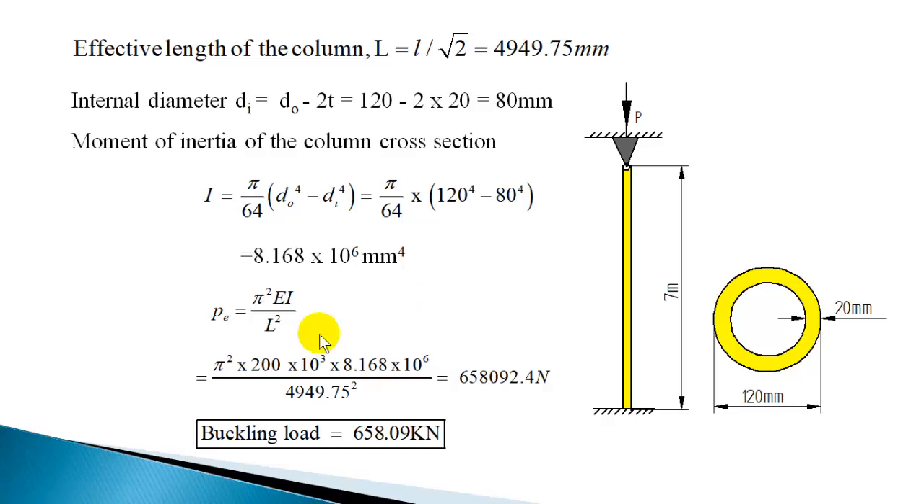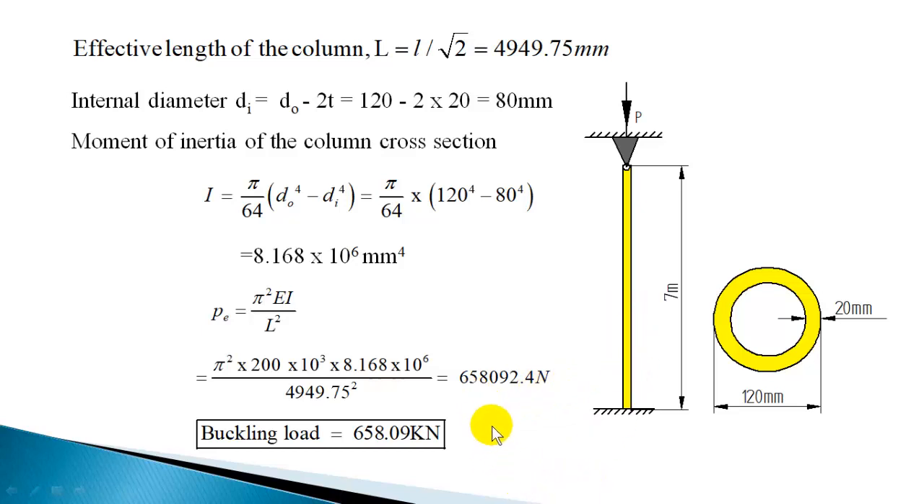Now you can apply the Euler's buckling load general formula which we have obtained, pi square EI by L square, where L is based on the end condition you have to replace. So the effective length which we have calculated has to be substituted for the given end conditions. Now E is 200 kilonewton per mm square, so we have converted into Newton per mm square. I we have calculated, that you can substitute, and effective length. So substituting that, you get 6,58,092.4 Newton. That is the buckling load for this column.